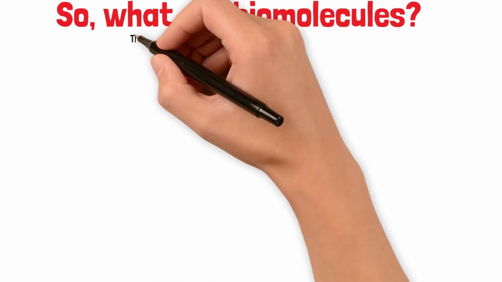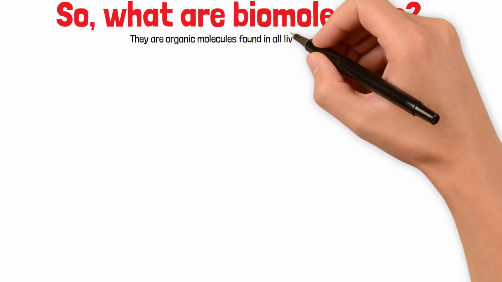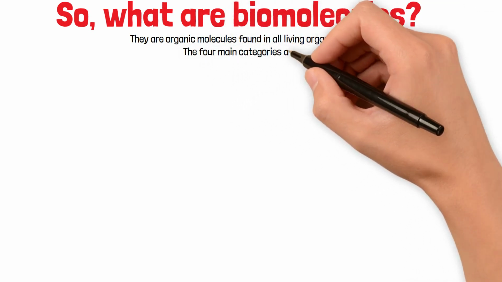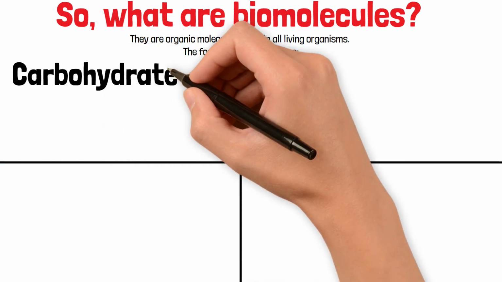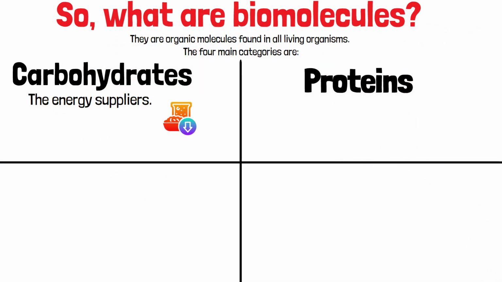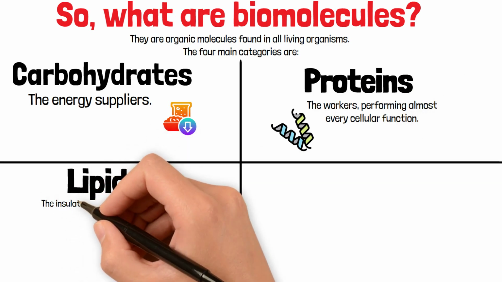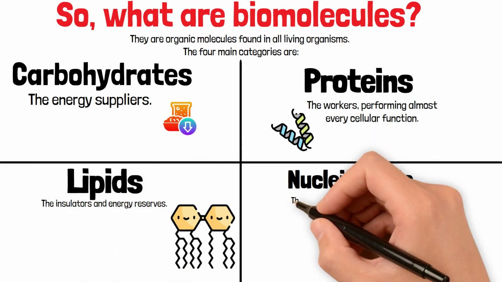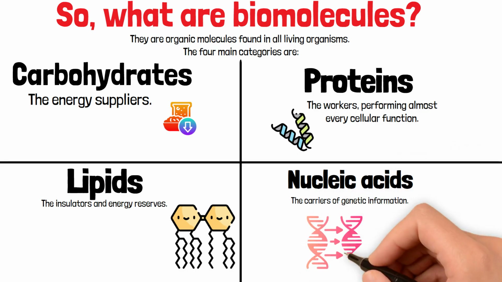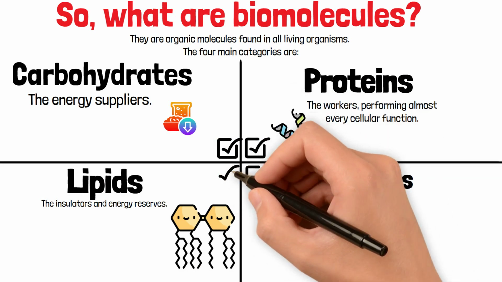So, what are biomolecules? They are organic molecules found in all living organisms. The four main categories are carbohydrates, the energy suppliers; proteins, the workers performing almost every cellular function; lipids, the insulators and energy reserves; and nucleic acids, the carriers of genetic information. Together, they create the chemistry of life.